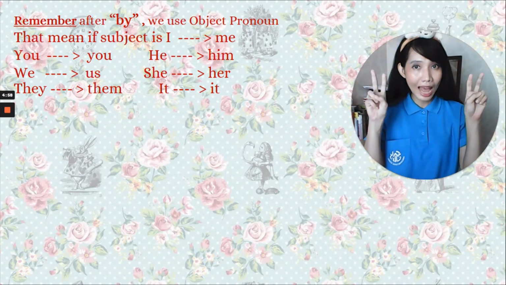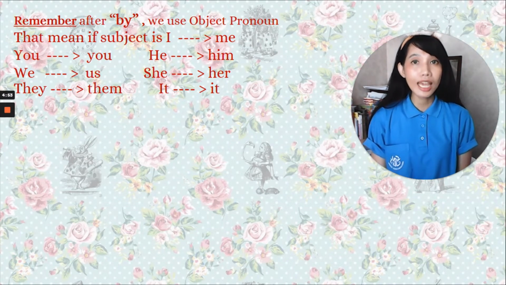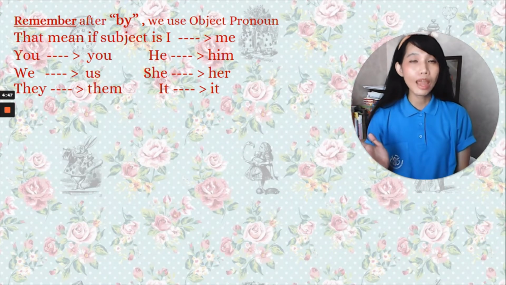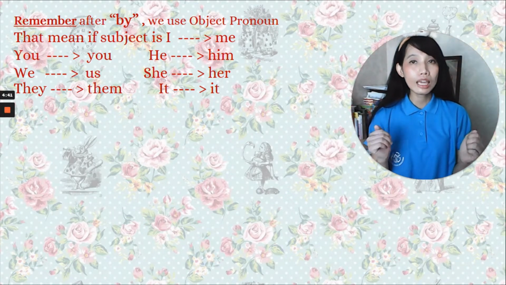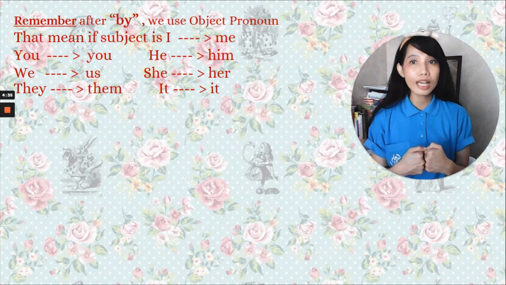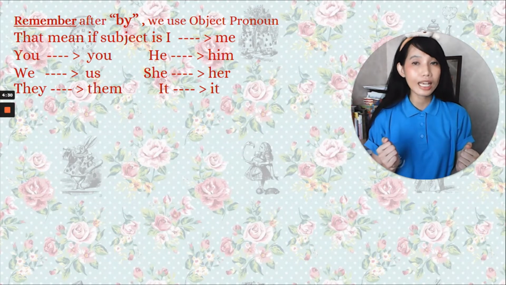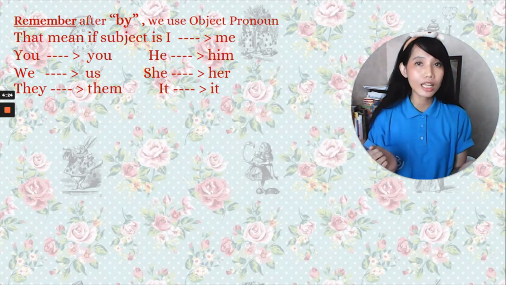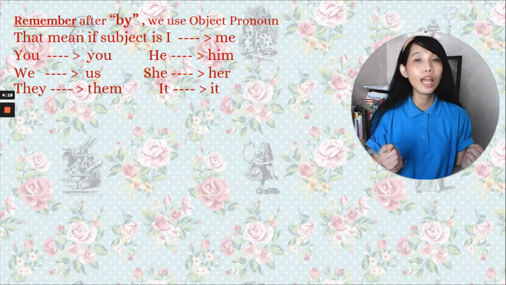Remember, after by we only use object pronouns. That means if the subject is I, we have to change it to me. If the subject is you, we have to change it to you. If the subject is he, we have to change it to him. If the subject is you, we have to change it to you. And if the subject is we, we have to change it to us. And if the subject is she, we have to change it to her. If the subject is they, we have to change it to them. And the last one, if the subject is it, we have to change it to it.